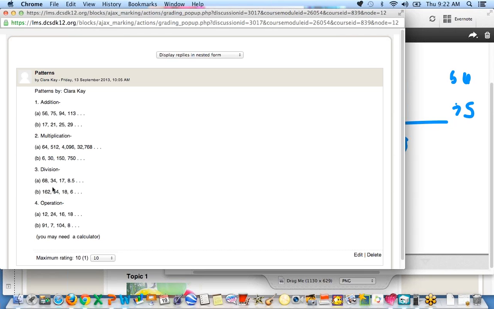We're just working on some patterns right now, and we are solving some that Clara came up with for us. Let's skip down and try this first division pattern. We are working with 68, and then we move to 34, then we move to 17, and then we move to 8.5. So we need to figure out, what do we divide 68 by?